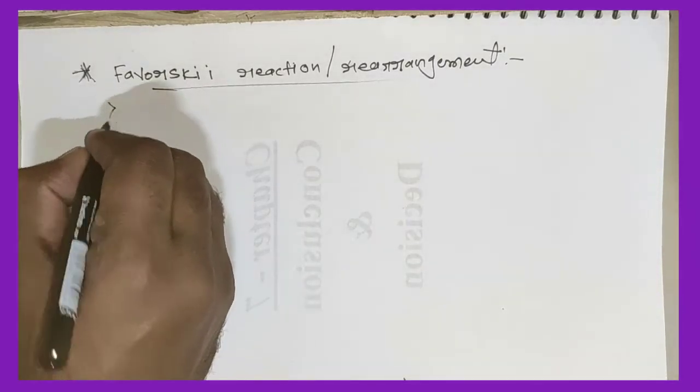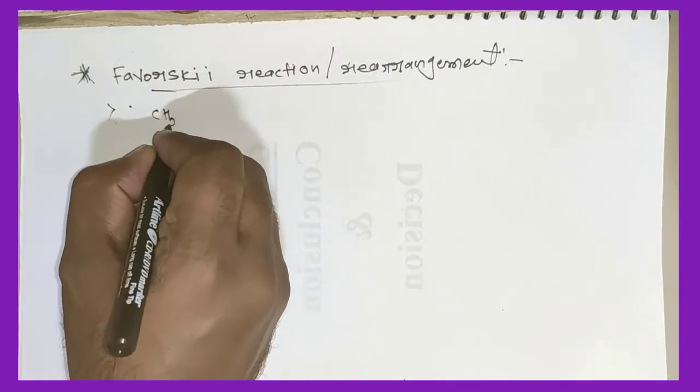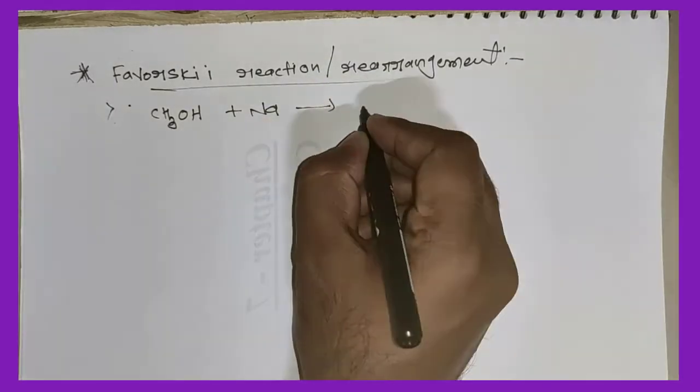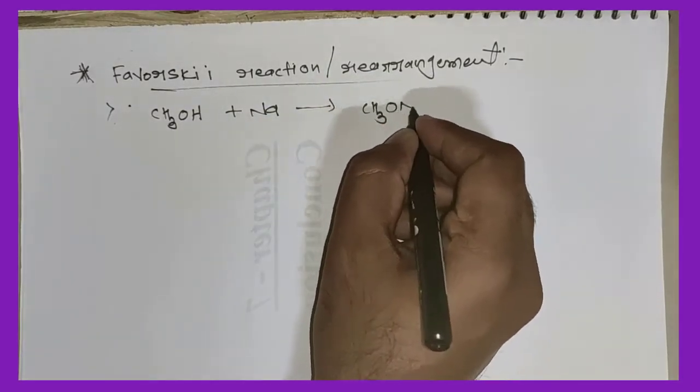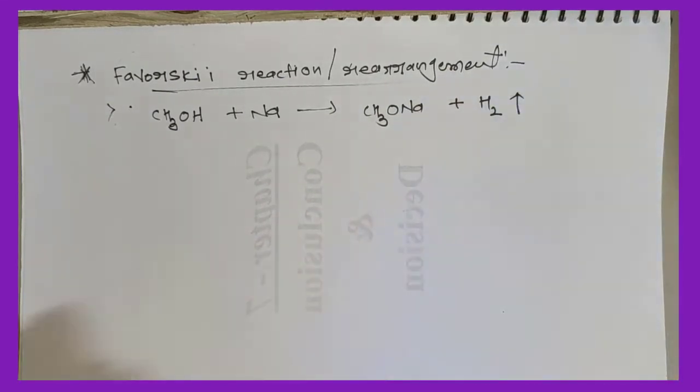Okay, students, the next reaction is the Favorskii reaction, or we can say the rearrangement. Let me first discuss some basic fundamentals. For example, suppose methanol reacts with sodium. So it gives sodium methoxide plus H2 gas.